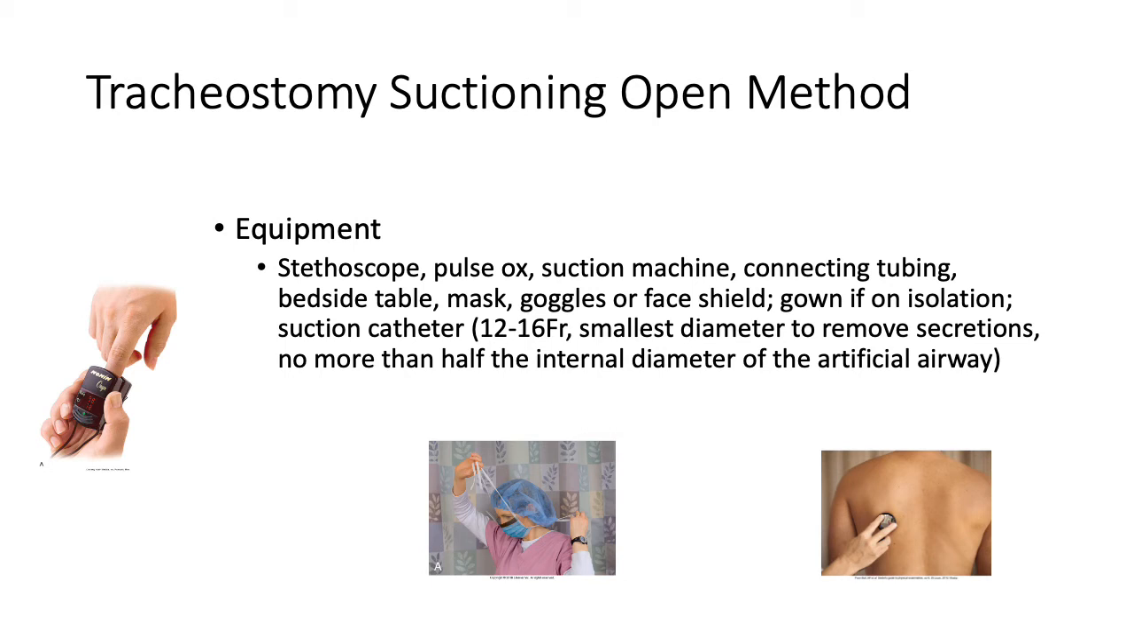With the open method, the tracheostomy tube is actually open to air. So sometimes the patient might cough, especially when that tube is inserted. If it hits the carina, it's very sensitive. So the patient could cough, and sometimes respiratory secretions can come flying out of that tracheostomy tube. So you want to protect yourself from any microorganisms. You'll need to put a gown on if the patient's in isolation. You need a suction catheter that is the smallest diameter to remove secretions, no more than half the internal diameter of the artificial airway.